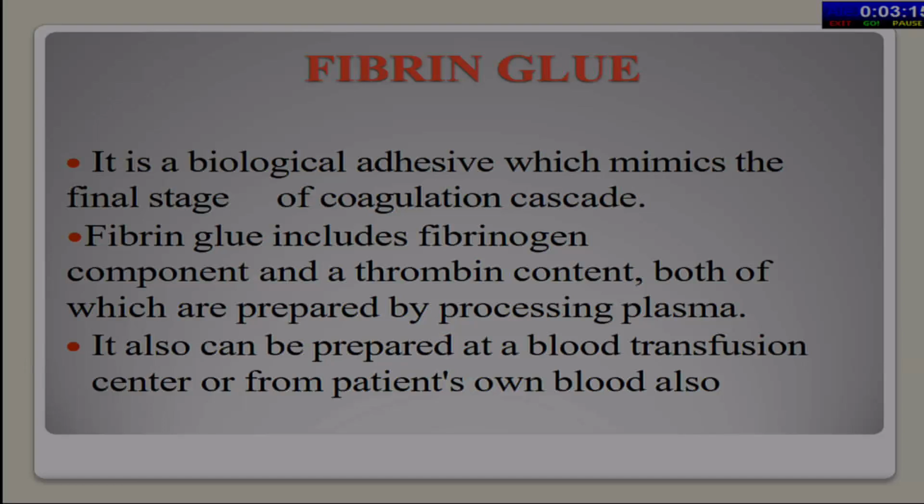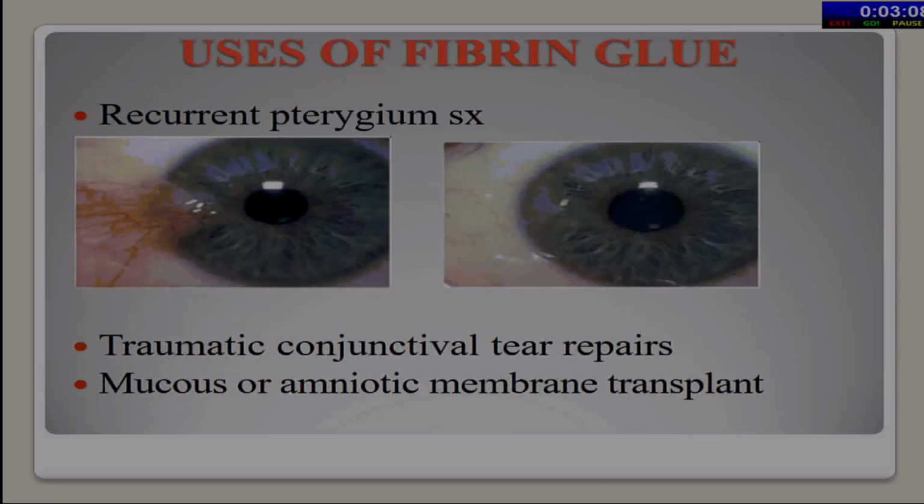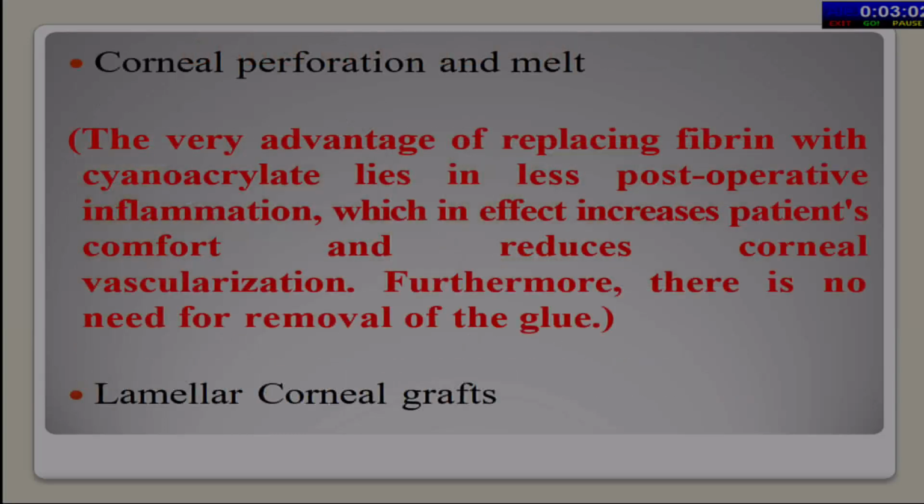There is also a fibrin glue, which is a biological adhesive which mimics the final stage of coagulation cascade. It can be used in recurrent pterygium patients, traumatic conjunctival tear repairs, mucus or amniotic membrane transplantation, corneal perforation and melts. The advantage of replacing fibrin glue with cyanoacrylate lies in that it causes less post-operative inflammation, which in effect increases patient's comfort and reduces corneal vascularization. Furthermore, there is no need for removal of the glue.